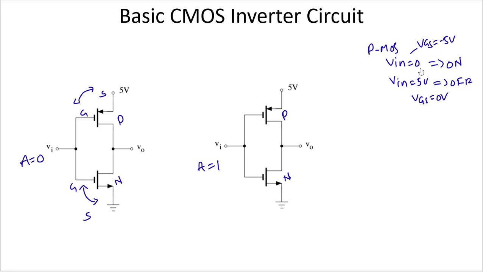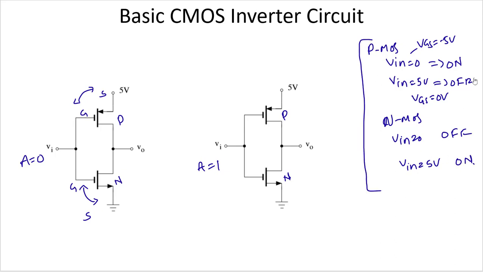As a result, when Vin is 0, your PMOS transistor will be on, and when Vin equals 5 volts, PMOS transistor will be off. In case of NMOS transistor, when Vin is 0, VGS will be 0 volts only, then it will be off condition. And when Vin is 5 volts, VGS becomes 5 volts, it will be on condition. So based on this on off condition, we are going to explain the CMOS inverter gate here.